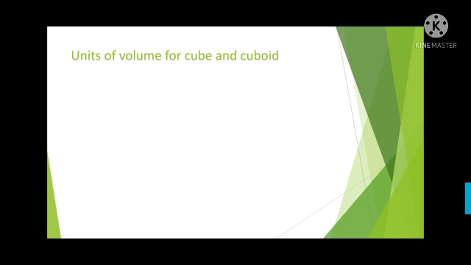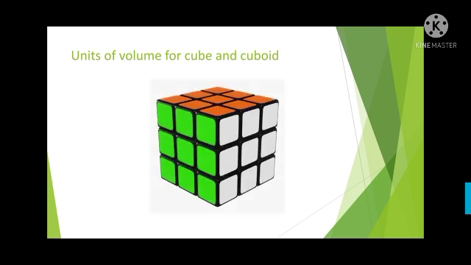Now we will look out for the units of volume for cube and cuboid. Now if we divide one big cube into smaller pieces, something like this. This is a Rubik's cube, and if we consider one square to be 1 centimeter cube, then 27 such squares will make up for the one big Rubik cube.